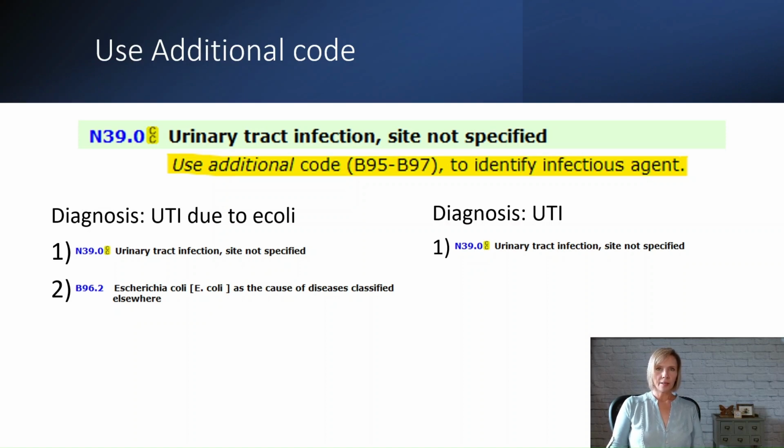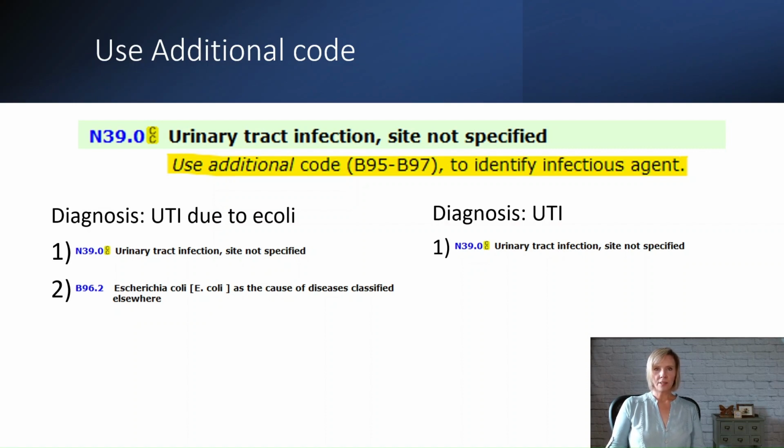First, let's look at a condition that has a use additional code note. If we refer to the tabular at code N39.0 for urinary tract infection, we can see that there's an instructional note telling us to use an additional code from category B95 to B97 to identify the infectious agent. This means that if the physician specifies the organism causing the UTI, you should assign a code to capture it.